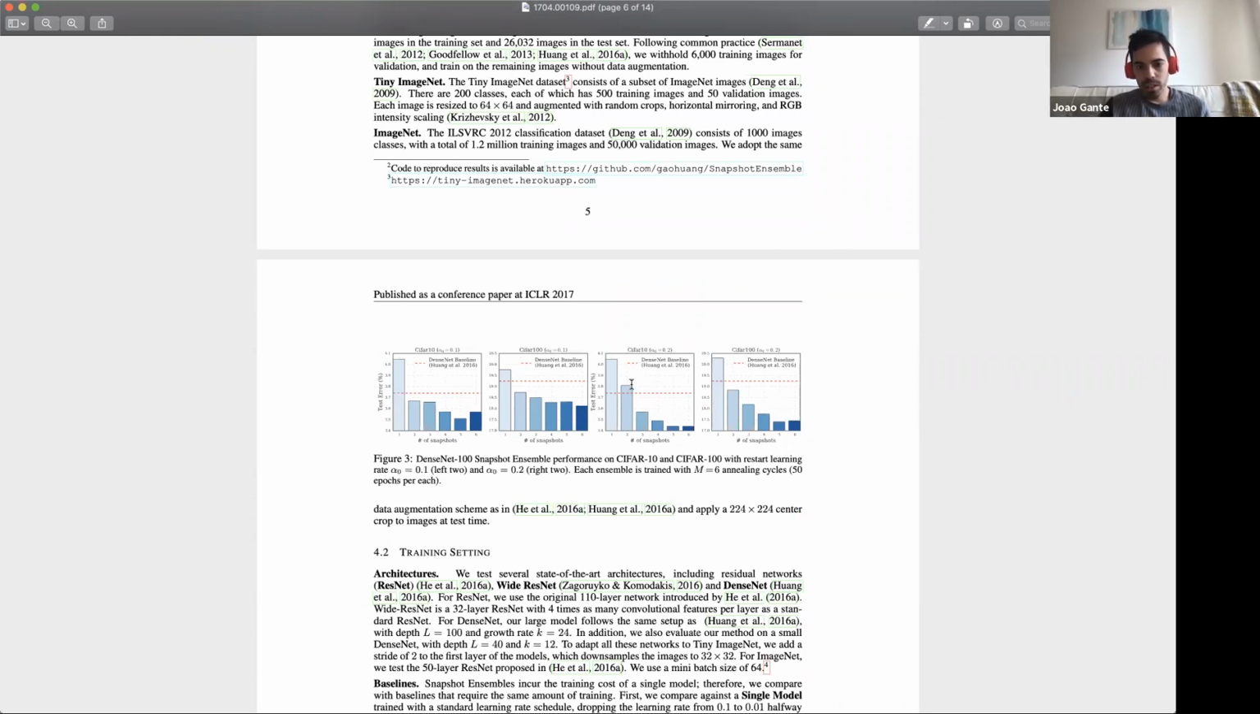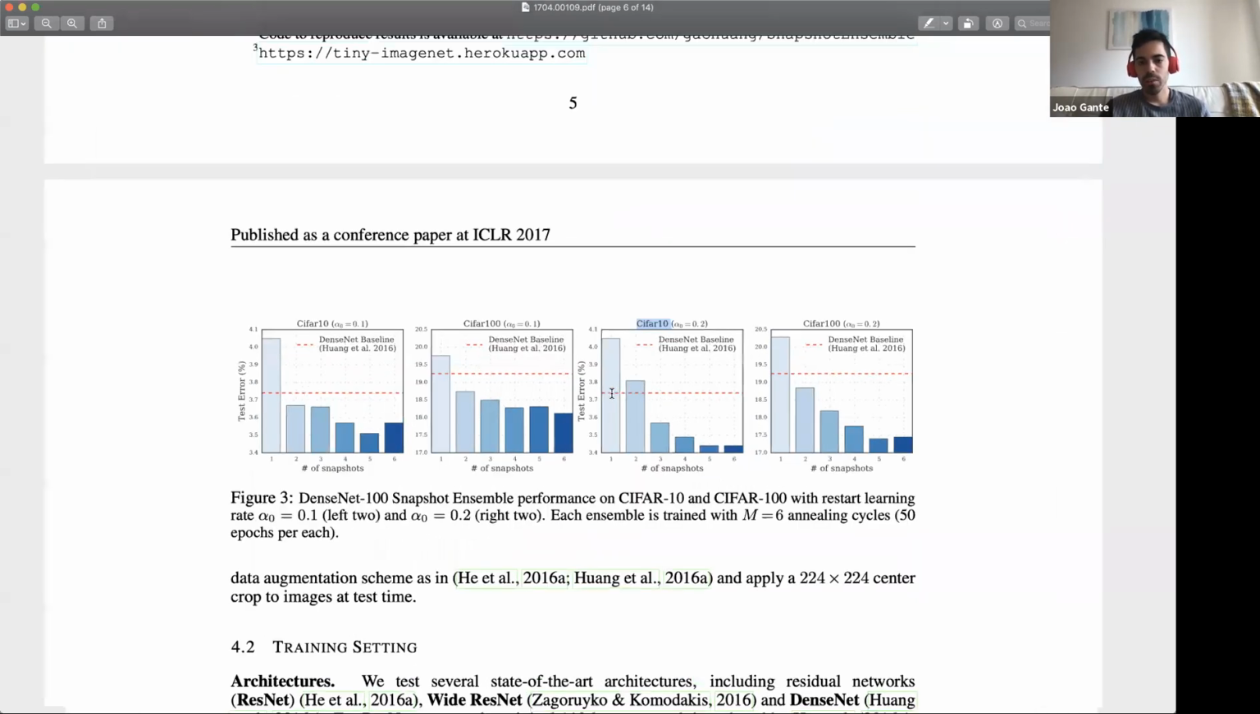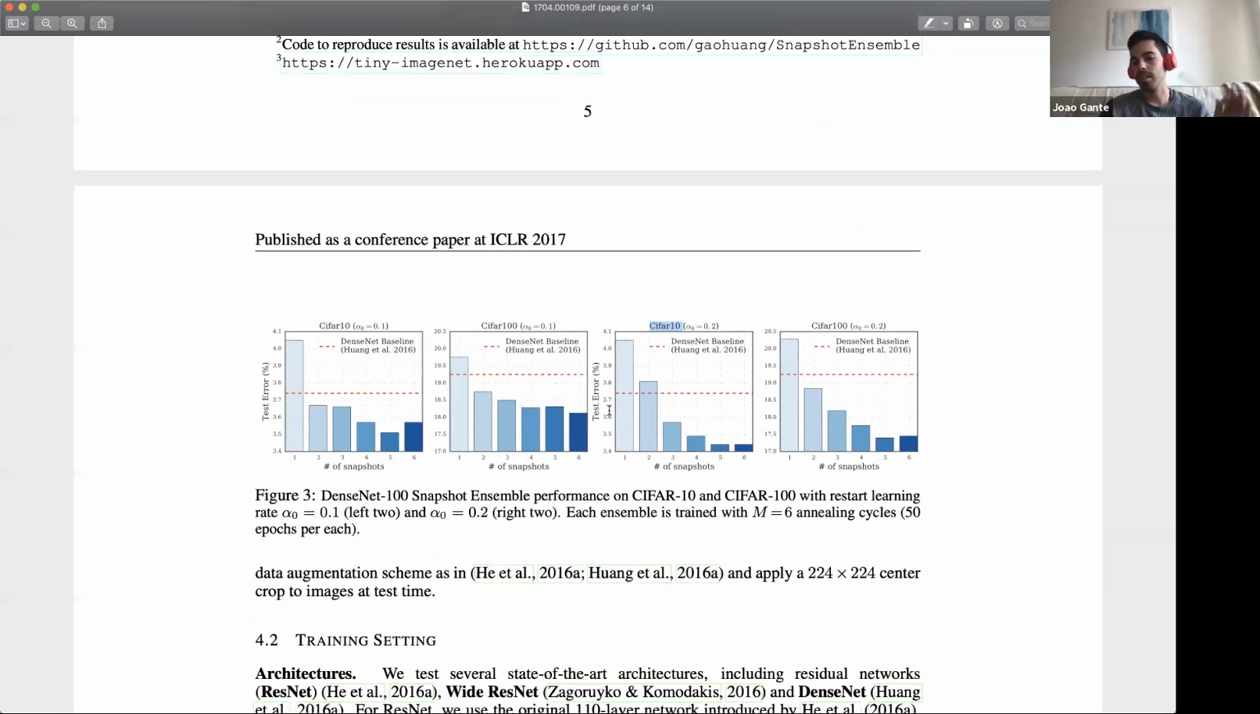So on this image, for instance, the third image counting from the left, they are doing the DenseNet 100 for the CIFAR10 with the learning rate of 0.2, so the learning rate bigger than the other cases. On the y-axis, you have the test error. On the x-axis, you have the index of the snapshot. So from left to right, you have time, pretty much. On the first snapshot, you have an error that is bigger than the baseline. By the baseline, they mean a single model. On the second snapshot, it's close to the baseline, and from the third snapshot onwards, the test error is lower.